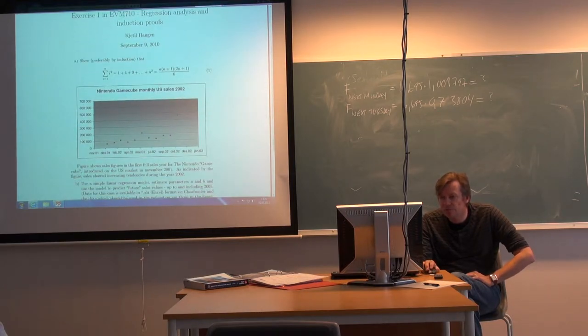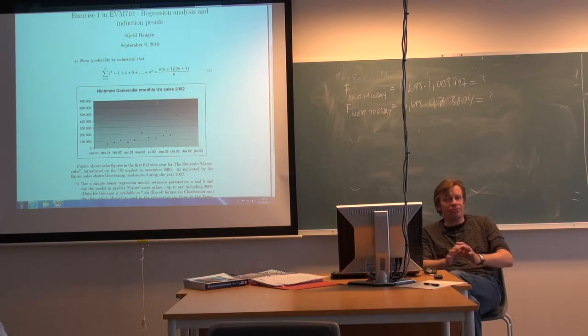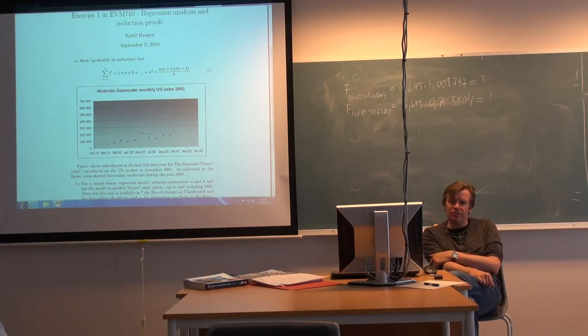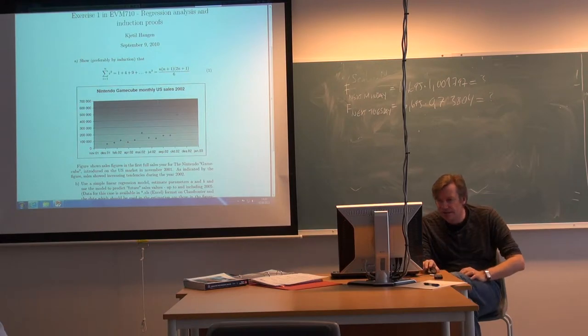Then we move to the regression part, or the forecasting part. It may not necessarily be such that you need to use regression analysis here, okay? Or actually you may, perhaps because it's specified in the exercise, I think. So the idea here is that we have some observations, of course. In this case, it's Nintendo GameCube monthly United States sales in 2002 in the figure here.